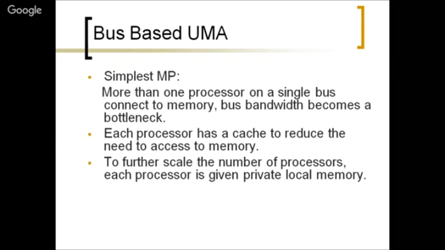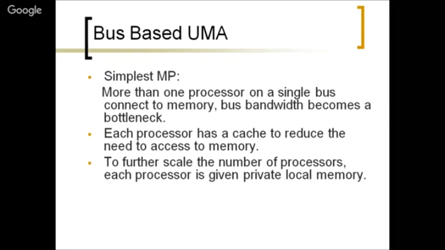Now we see the basic architecture of UMA. One of the simplest is the bus-based uniform memory access. It's the simplest multiprocessor: we have more than one processor on a single bus, connected to a memory. But again, there is the speed problem that we discussed, the memory access speed. The other problem is bandwidth. If you go on increasing the number of processors, the bus bandwidth becomes a bottleneck, so you can't increase beyond some limit. Each processor has some cache to reduce the need to access the memory.